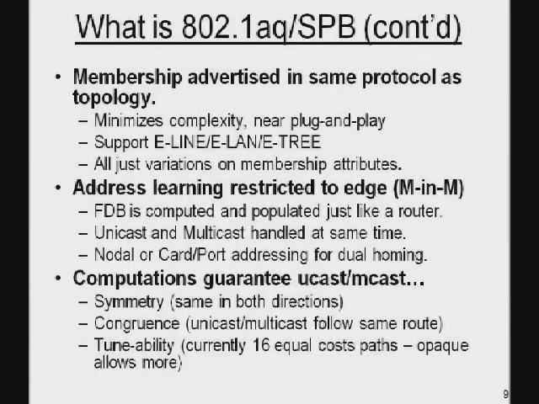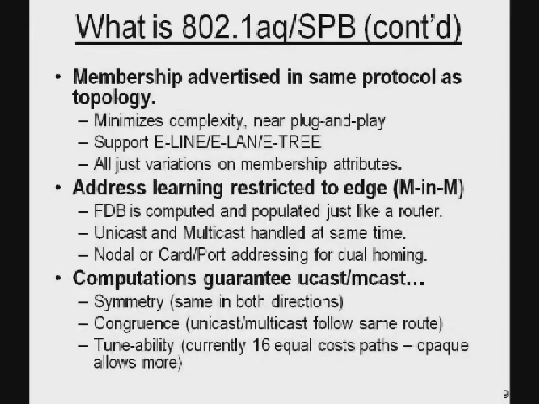A nice simplification that we did with shortest path bridging was to advertise membership information, so membership in a layer 2 VPN is advertised within the same protocol that advertises the topology. And what this gives you is a very simple plug and play mechanism. Membership information allows you to create, if you have 2 members, an E-Line. If you have 3 members or more, you get an E-LAN. And depending on the properties of membership, you can create tree or other kinds of communities. These are all just variations on the membership attributes. So we have transmit and receive attributes and head-end or transit replication attributes.